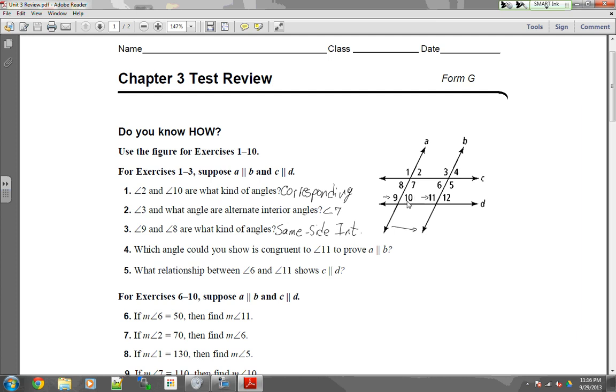So, which angle could we show is congruent to 11 to prove that they're parallel? The answer, angle 9, because they are corresponding angles. When corresponding angles are congruent, the lines are parallel.